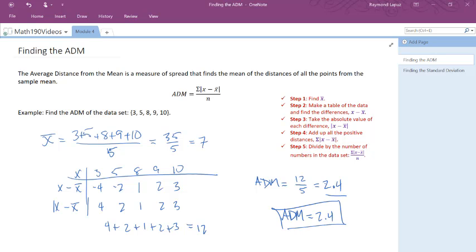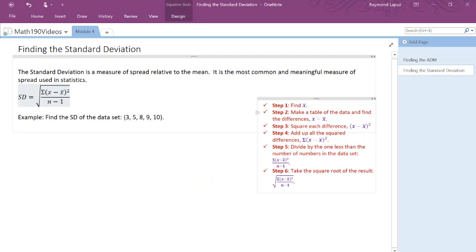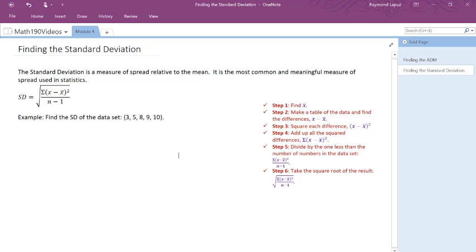All right, now let's go take our standard deviation. Let's find our standard deviation. We're going to follow through a lot of the same steps. And we see the formula is similar to the ADM except for a few things. There's a square root, there's a squared, and there's n minus 1 in the bottom. But let's follow through the same steps again.